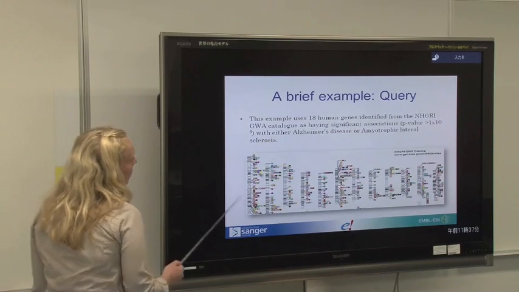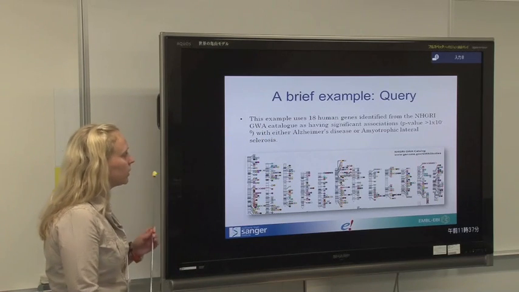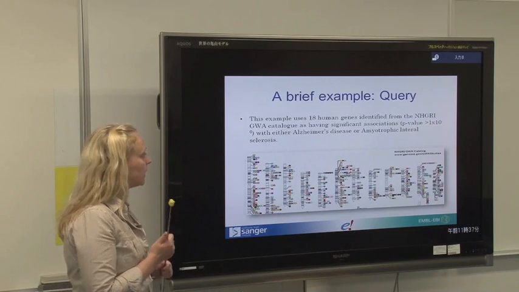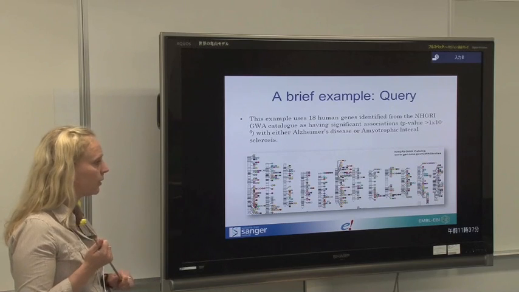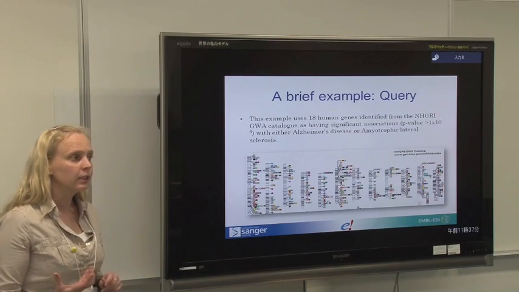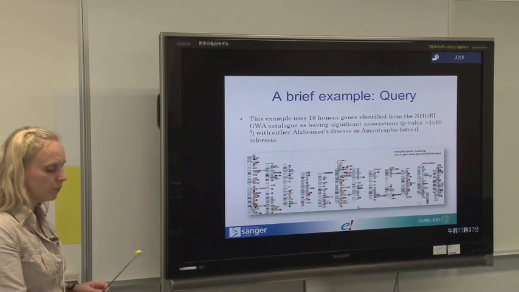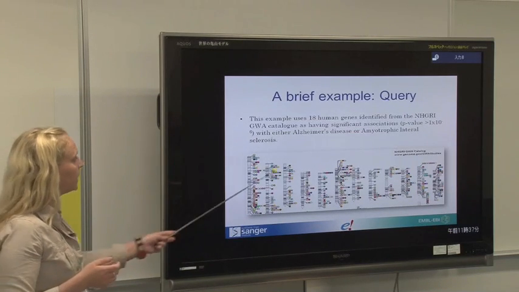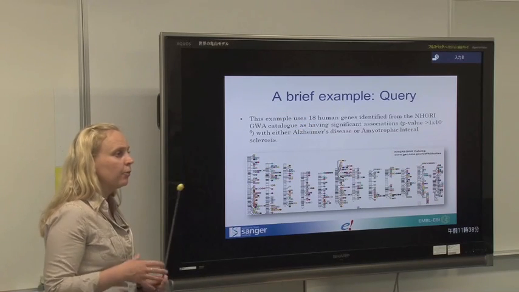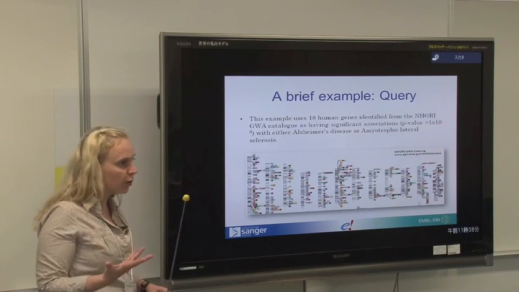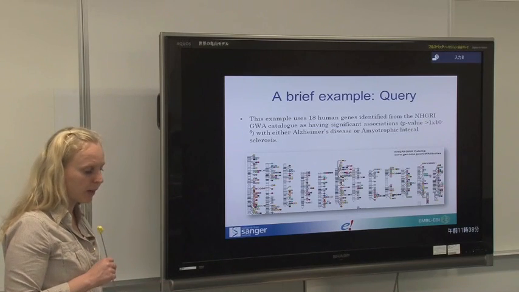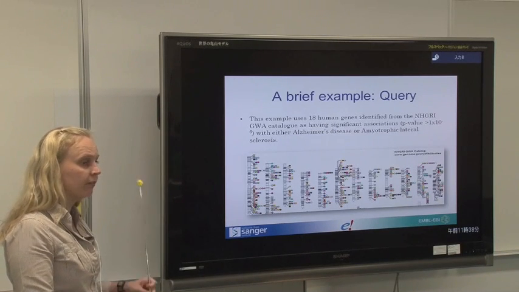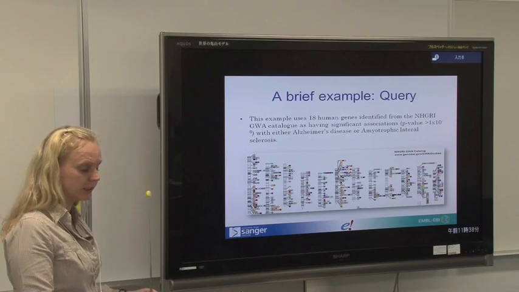So imagine that from the genome-wide association catalogs, we put a list of 18 human genes which have been found to be associated with Alzheimer's disease or amyotrophic lateral sclerosis. And maybe we want to test some of these genes in mouse models. So we want to find whether these 18 genes have mouse orthologs, and we want to export the sequence so we can prepare some experiments. So I have 18 human genes, and I want to find out whether they have mouse orthologs, and what is the sequence.